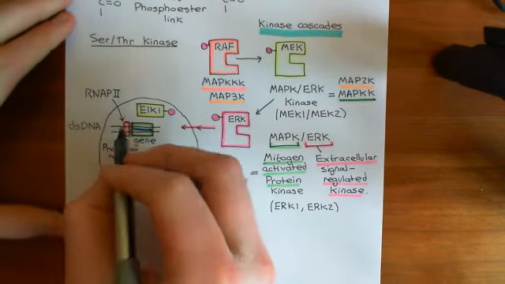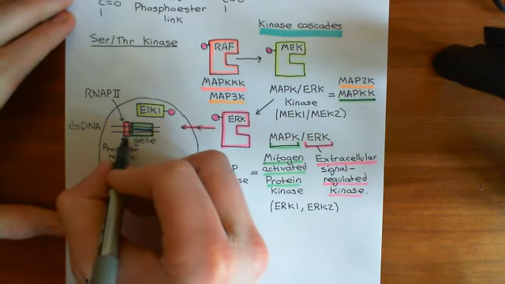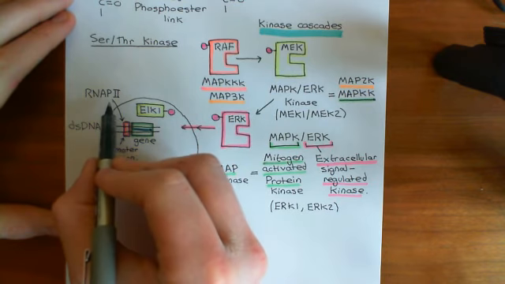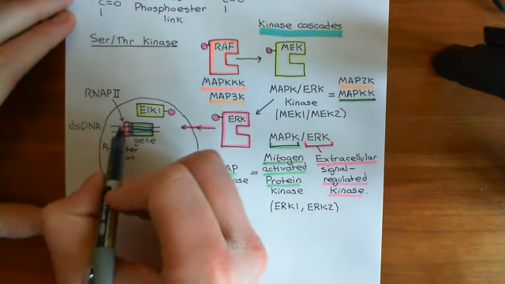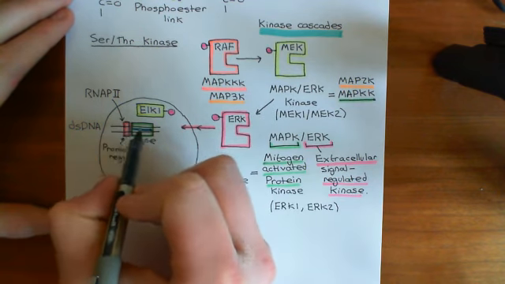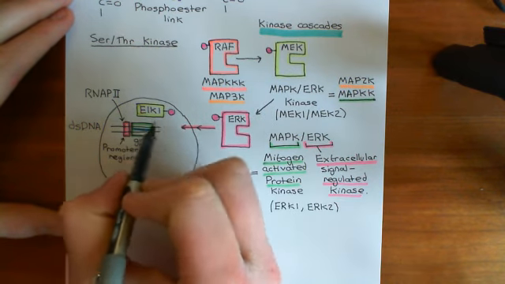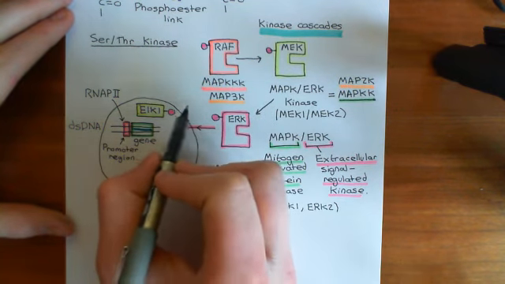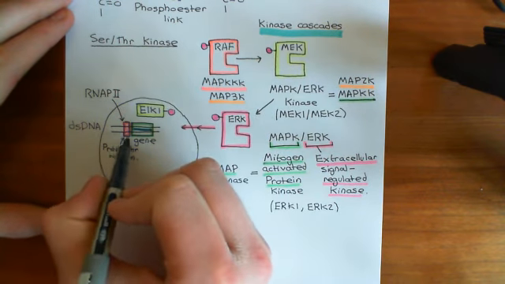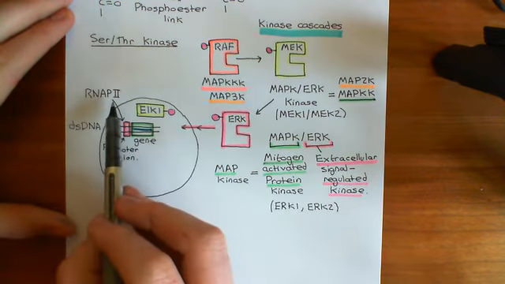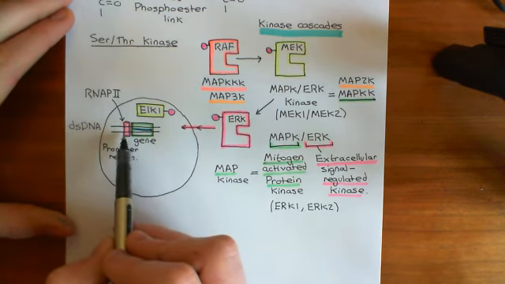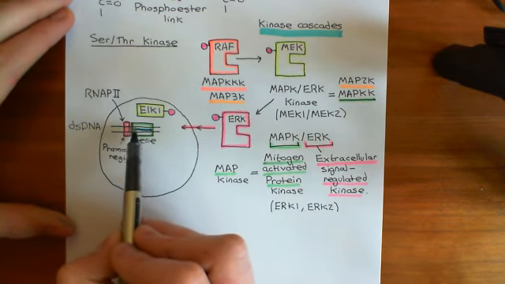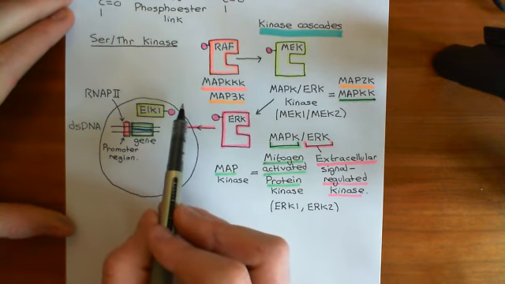Okay, so if the promoter region has a very high affinity for binding to RNA polymerase II, then RNA polymerase II will bind there all the time. You'll get mRNA being produced all the time, and therefore you'll produce a large amount of protein. If the promoter region has a very low affinity for binding to RNA polymerase II, then RNA polymerase II will hardly ever bind to that promoter region. You won't get that much mRNA being produced, and therefore you won't get much protein being produced.